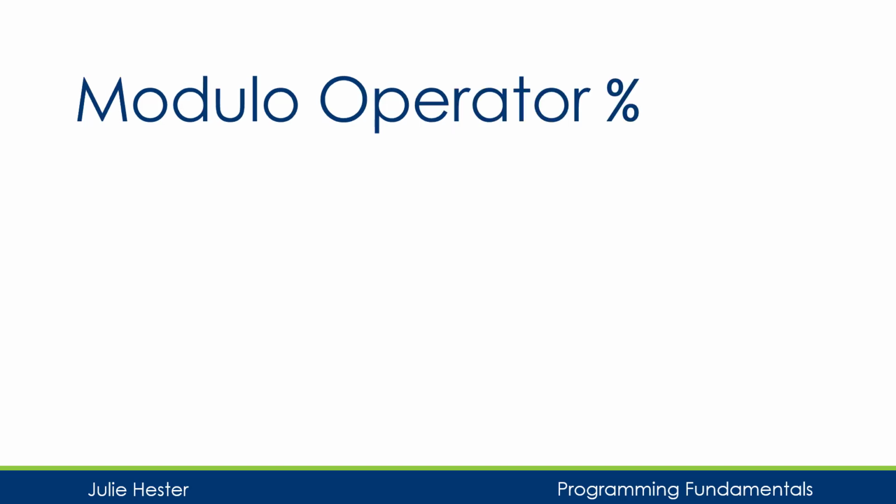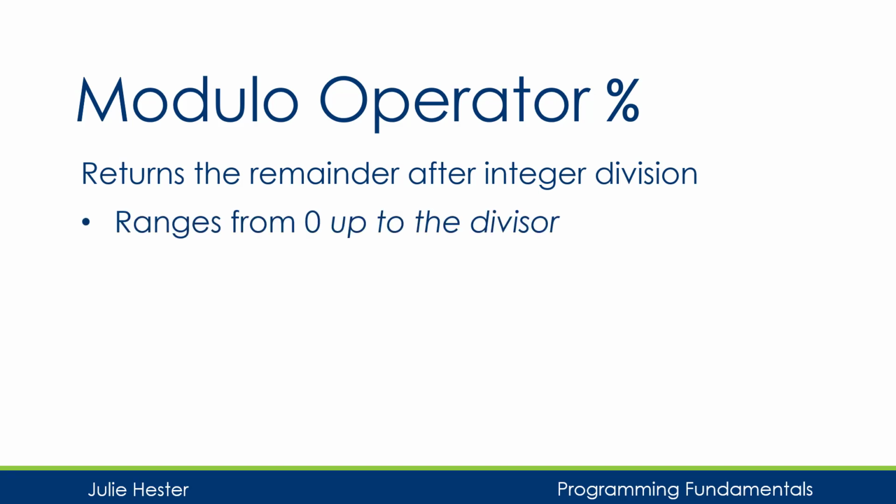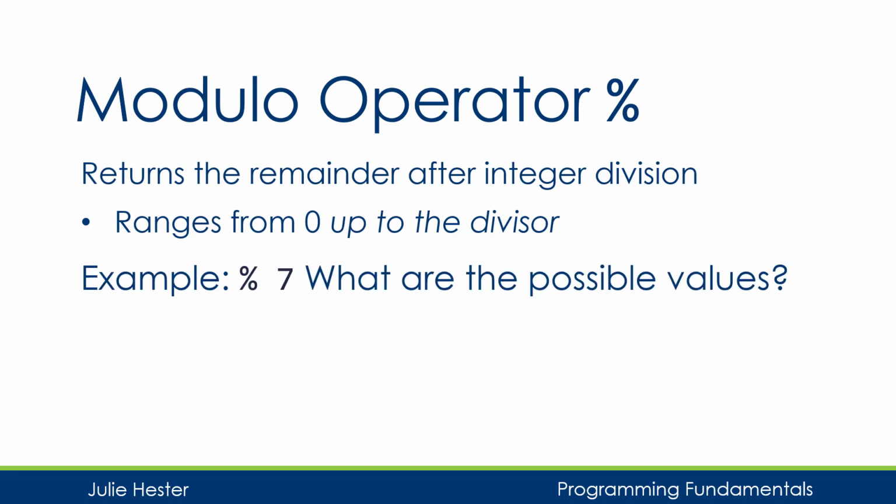But first, let's review the modulo operator because we'll be using this with random numbers quite a bit. The purpose of this operator is to return the remainder after integer division. When we use this operator, the values that we can receive range from 0 up to the divisor. Well, what do I mean by that? Let's look at an example.